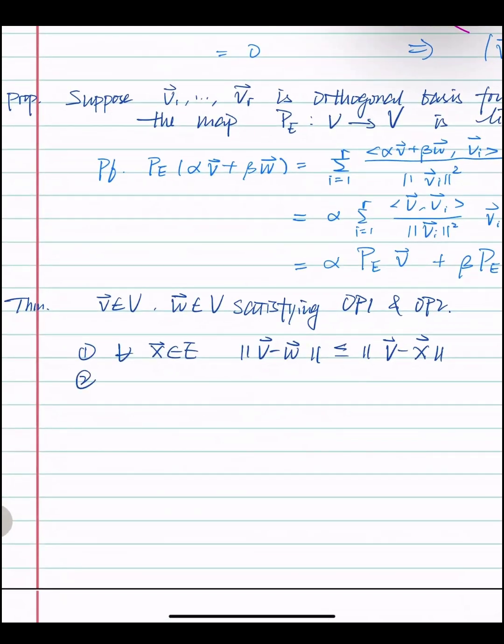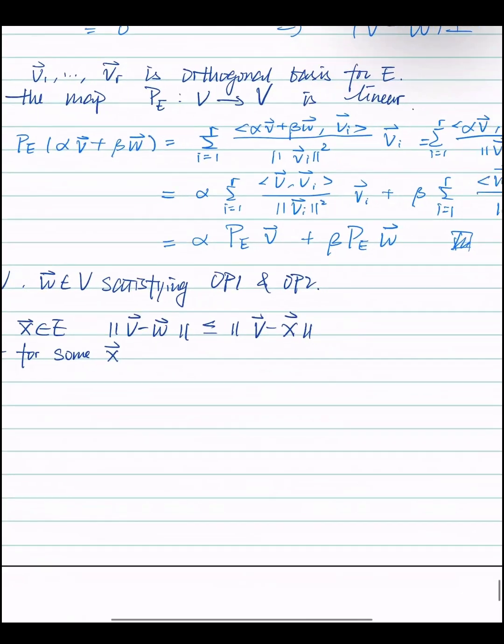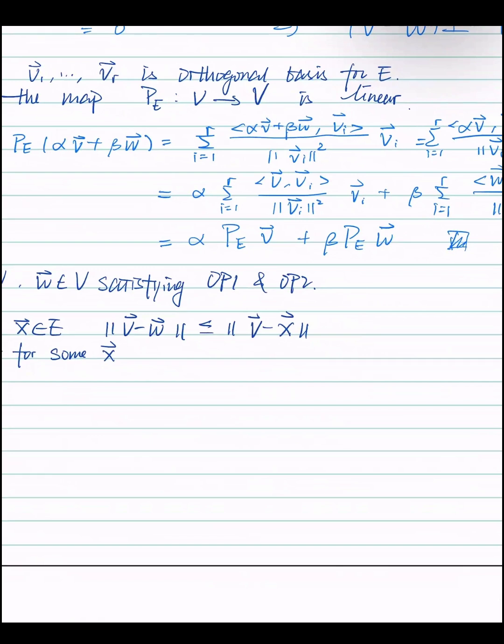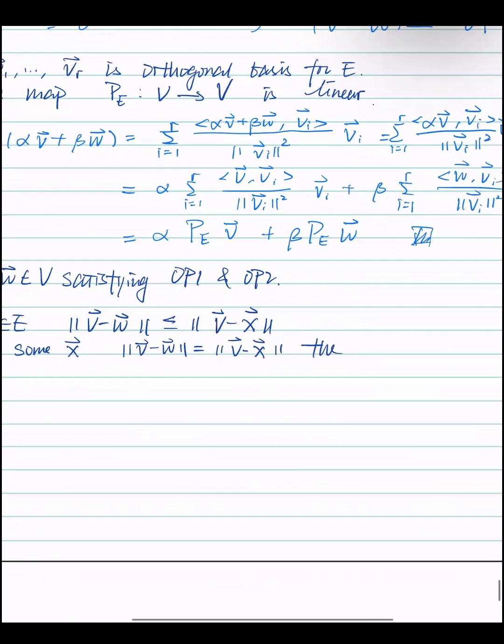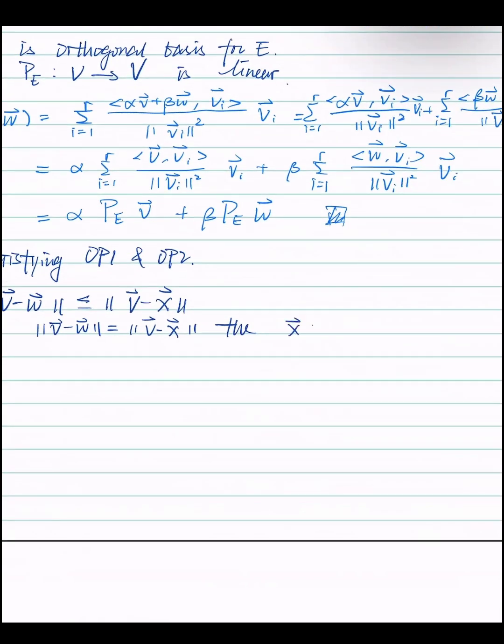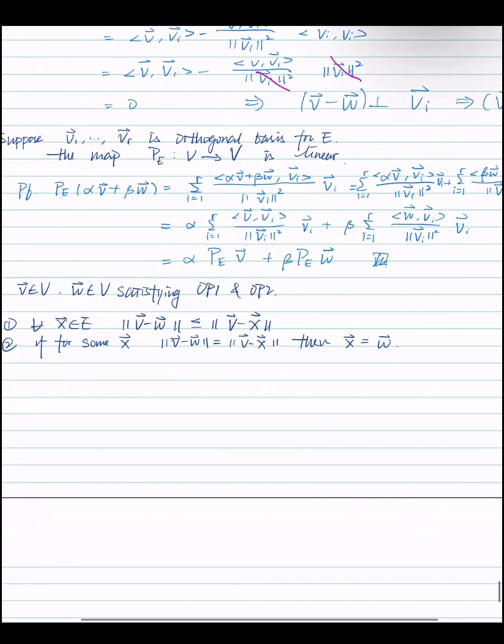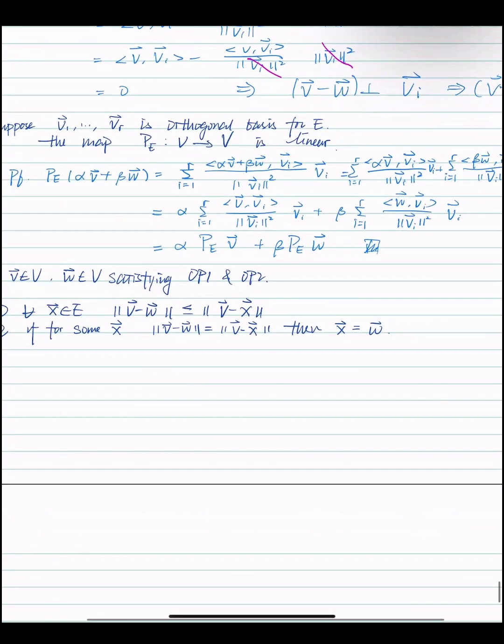And the second one is, if we found some X such that the norm of V minus W equals the norm of V minus X, then X has to be equal to W. This is the uniqueness of W.